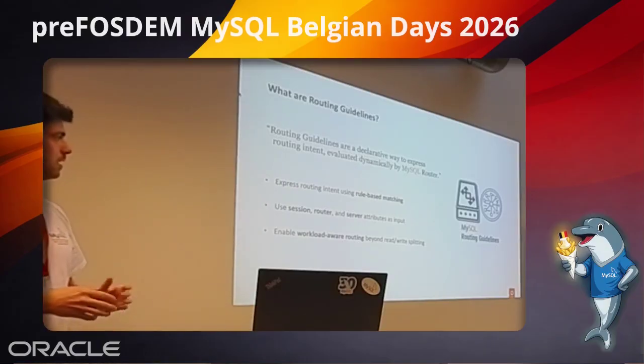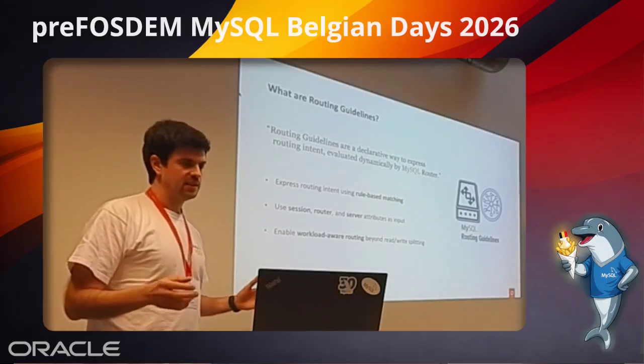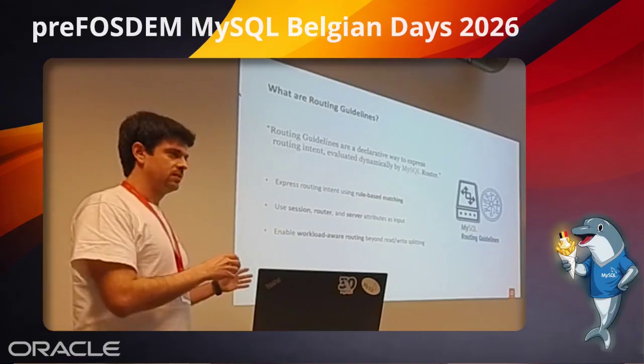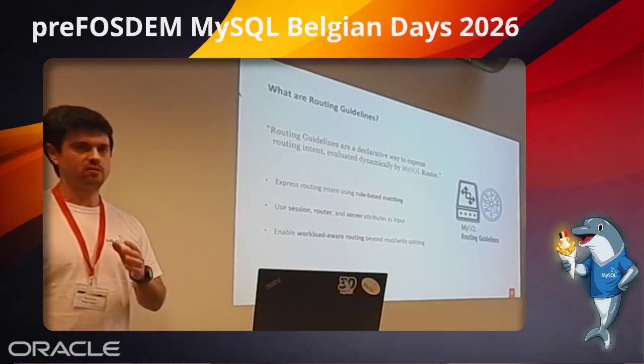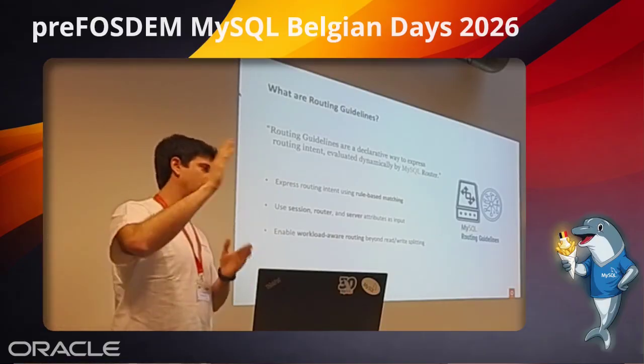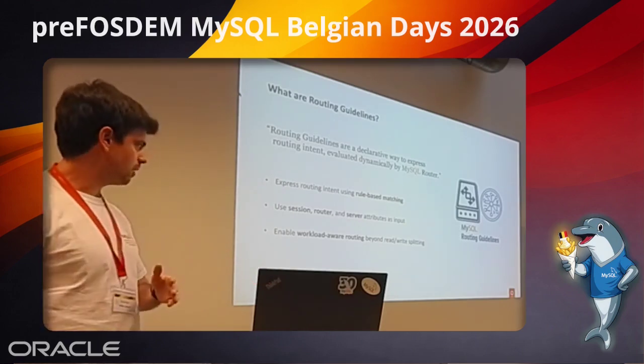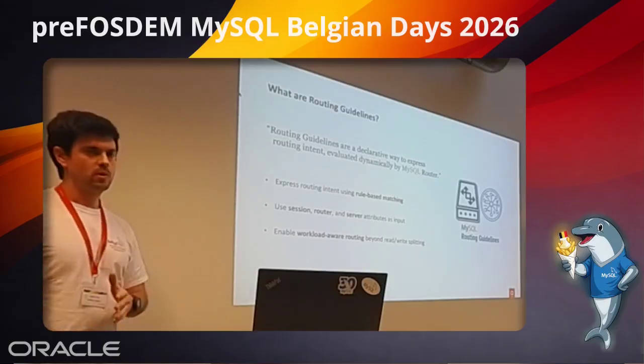I'll show which are those attributes with some examples. And so in general, routing guidelines enable workload-aware routing. So the classic read-write splitting of MySQL Router will just route write traffic to the primary and read-only traffic to the secondaries or read replicas. With routing guidelines, you can do much, much more than that.